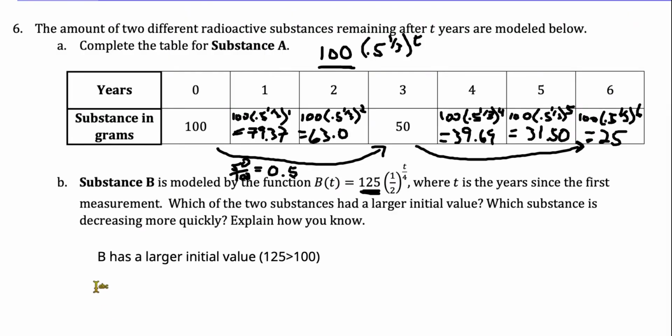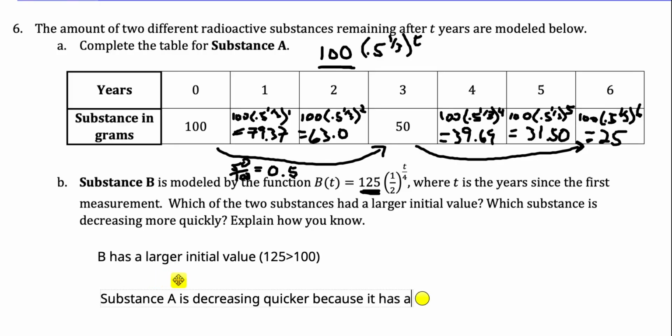So I'll say it like this. Substance A is decreasing quicker because it has a shorter half-life. And again, I'll give those values. I'll say a half-life of 3 is less than a half-life of 4.